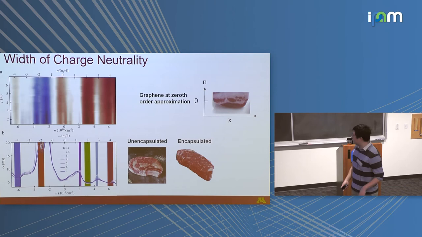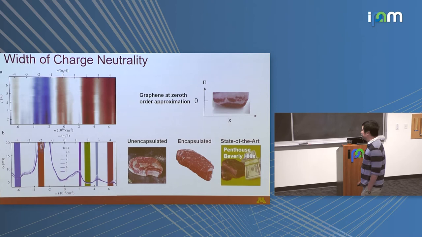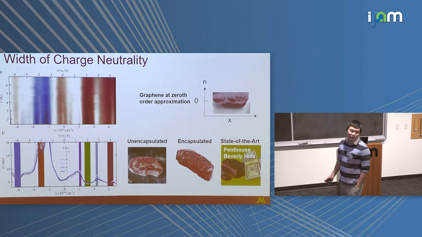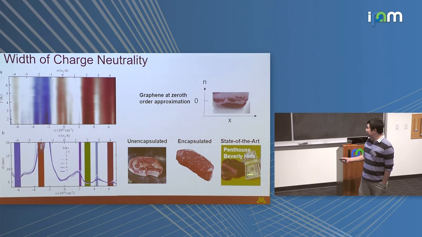Basically, if you want to test what the state of the art looks like, you should go to the penthouse in Beverly Hills, not too far from here. They sell this off their menu. You need to ask for it, a AAA grade wagyu beef. It's $120 for 8 ounces, but it's totally worth it.